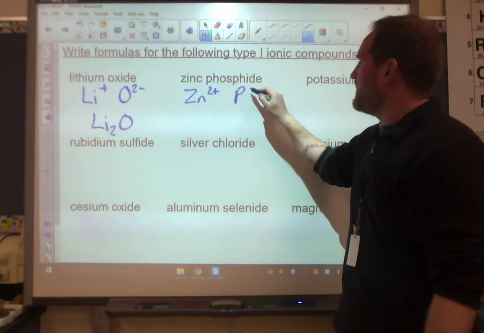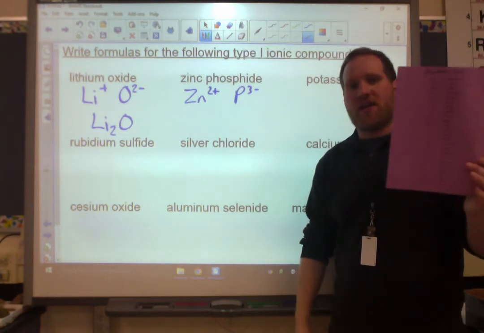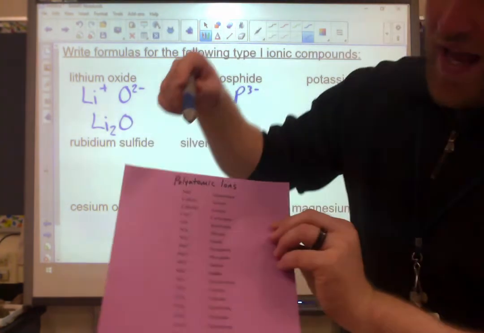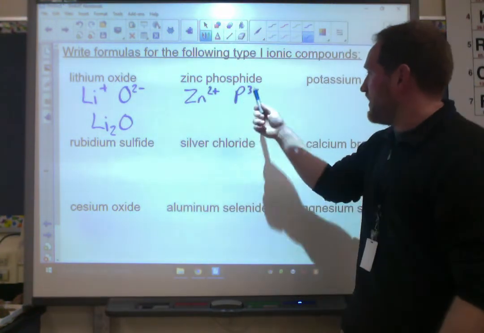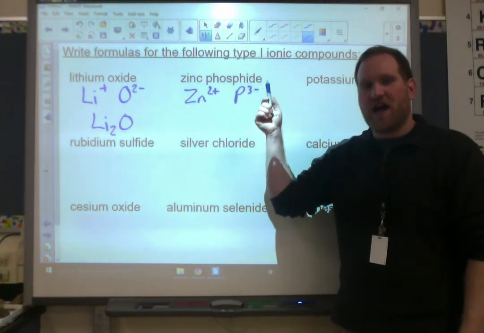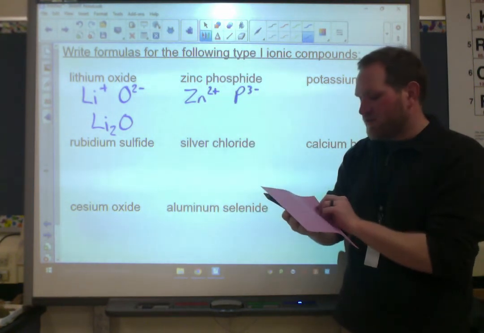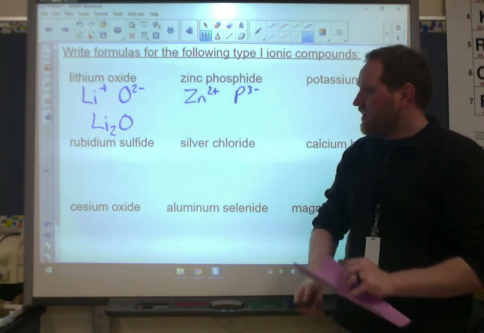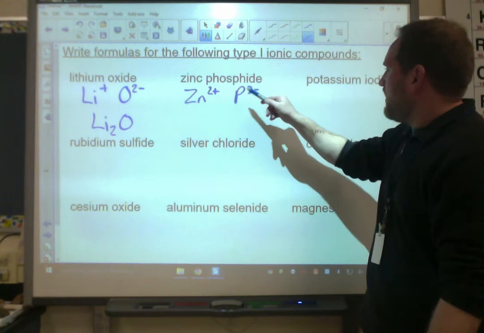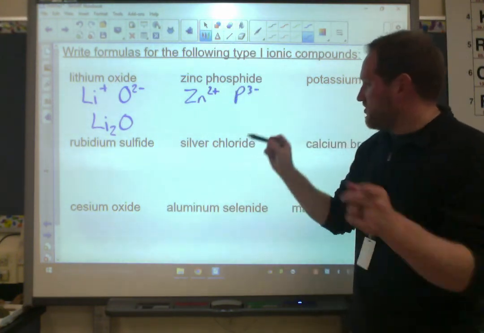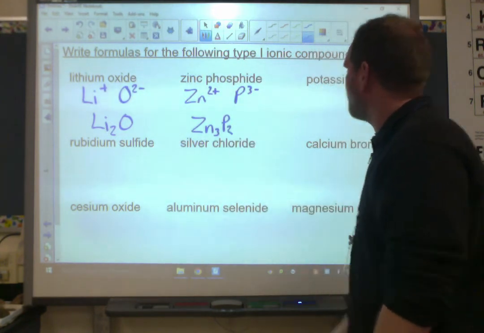Phosphide is P3-. By the way, if you have your polyatomic ions sheet, be careful. On this sheet, we have phosphate and phosphite, not to be confused with phosphide. Phosphide is just regular old P, phosphorus. Similarly, we have sulfate and sulfite, not to be confused with sulfide. Sulfide is just S. So anyway, when we form these, you crisscross the 2 and the 3, and your product is going to be Zn3P2.